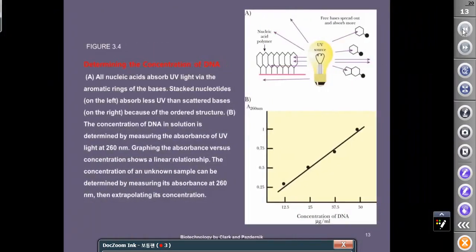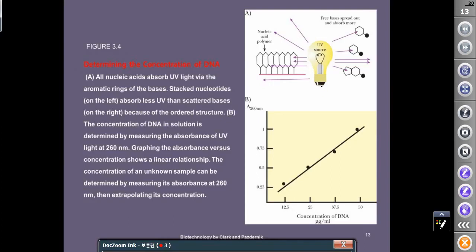All right. Let's go faster because it's taking a lot of time. So now we are going to talk about the actual measurement methodology. This one is explaining the method of finding the concentration of DNA.